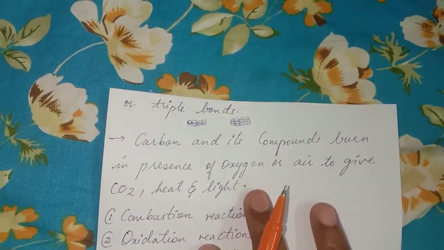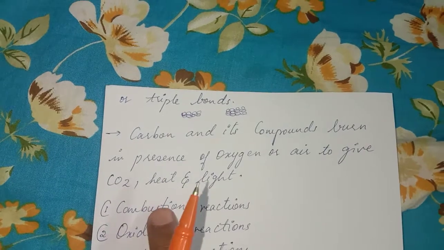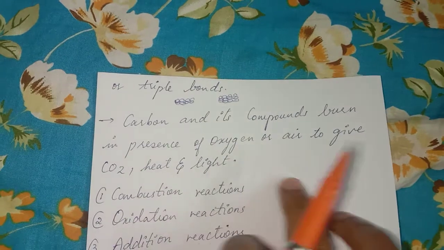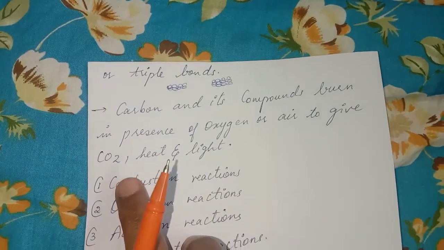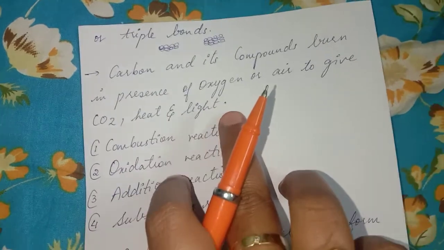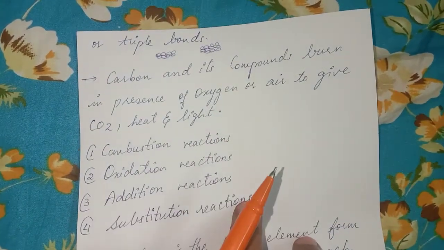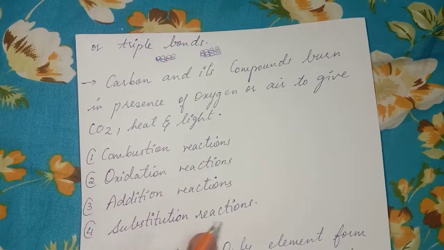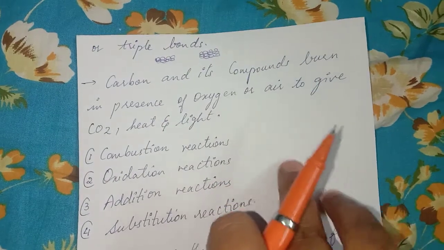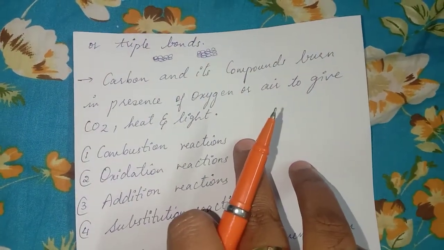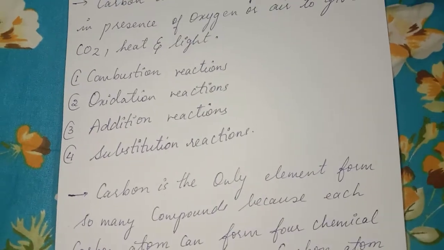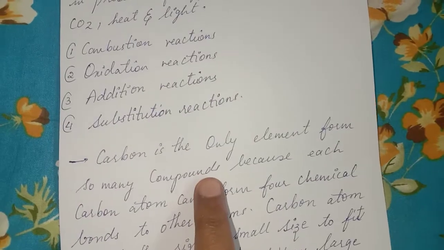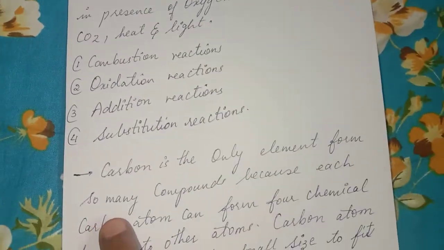And when it comes to properties, carbon and its compounds burn in the presence of oxygen or air to give carbon dioxide gas, heat and also light. They also take part in different reactions, namely combination, oxidation, addition and substitution reactions, which show how carbon compounds behave. You can even say carbon is the only element which forms so many compounds, as you see in the picture how the composition takes place.